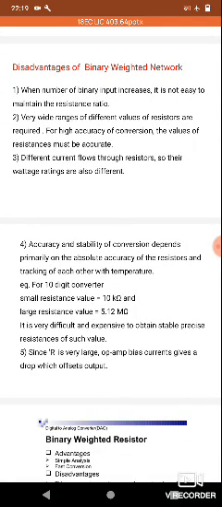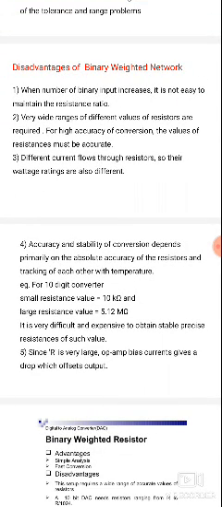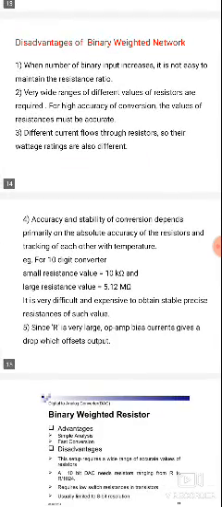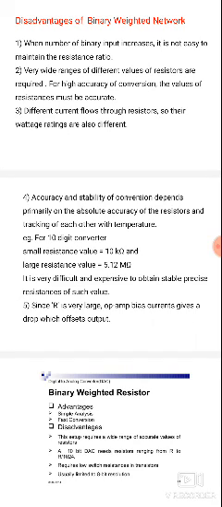Next one is that different currents flow through the resistors, so the weightage ratings are also different. Next, very wide ranges of different values of resistors are required. For high accuracy of conversion, the values of resistance must be accurate. The different values of resistors are R, 2R, 4R, 8R, 16R. So it depends on the number of bits. So a wide range of different values of resistors is required.